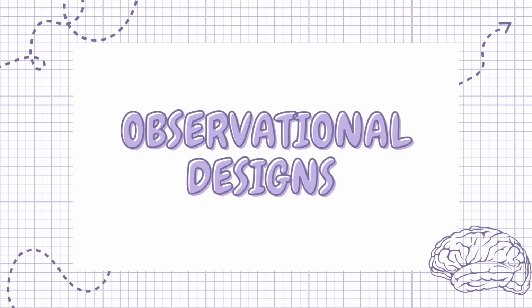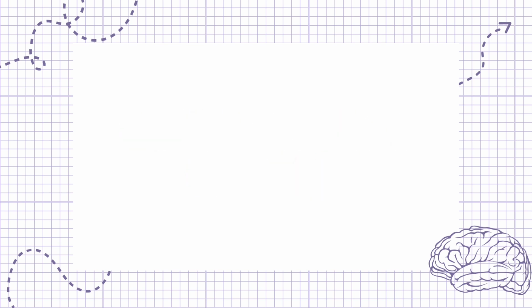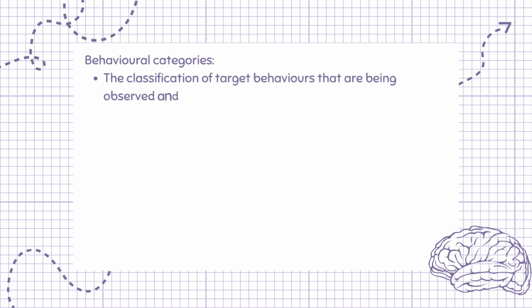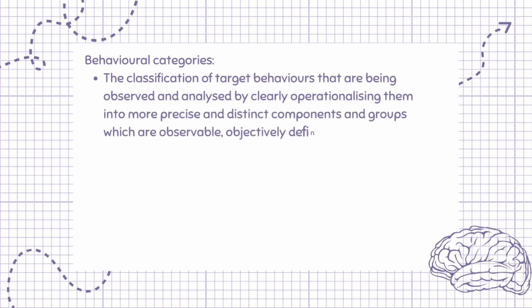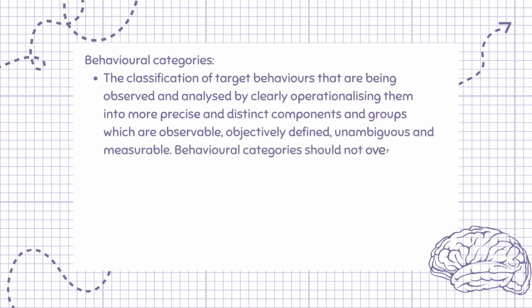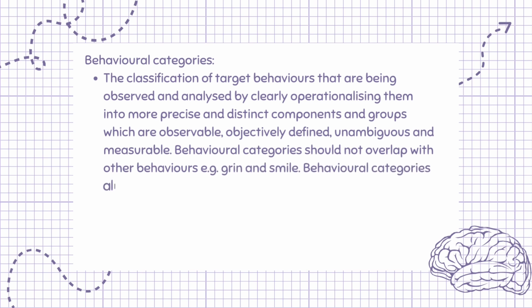Observational designs. Behavioral categories. The classification of target behaviors that are being observed and analyzed by clearly operationalizing them into more precise and distinct components and groups which are observable, objectively defined, unambiguous and measurable. Behavioral categories should not overlap with other behaviors, e.g., grin and smile. Behavioral categories allow observers to tally observations into prearranged groupings.